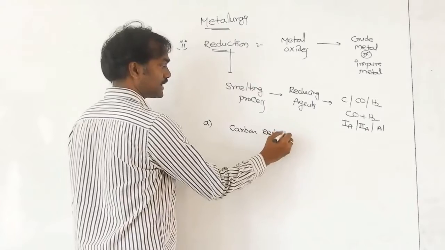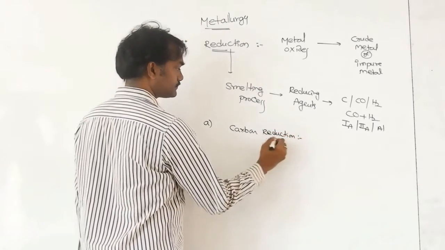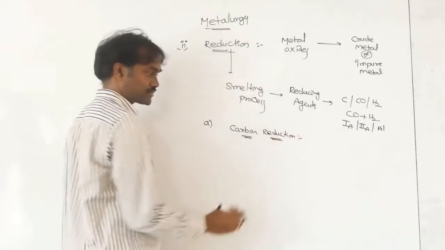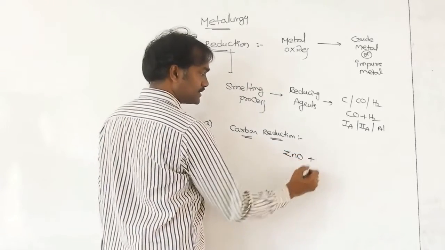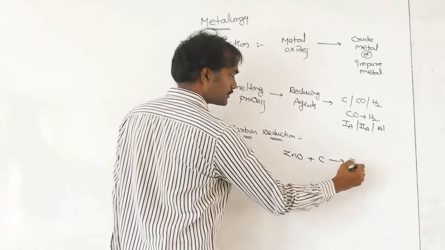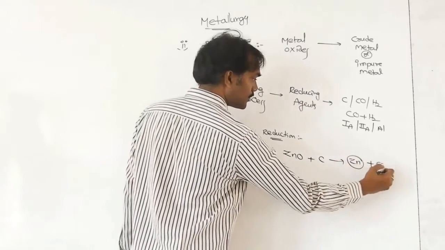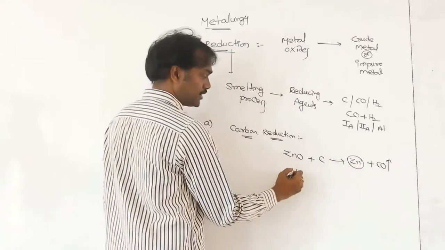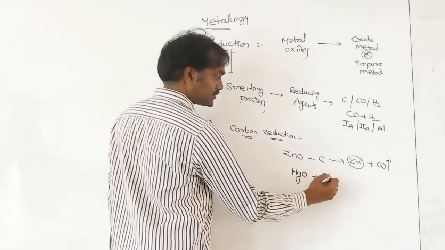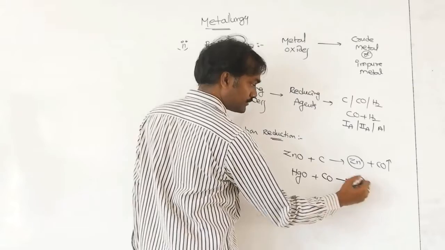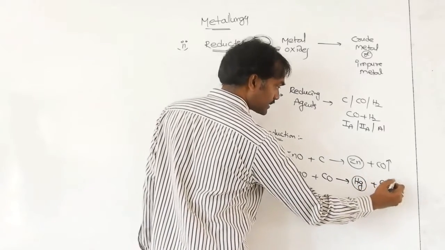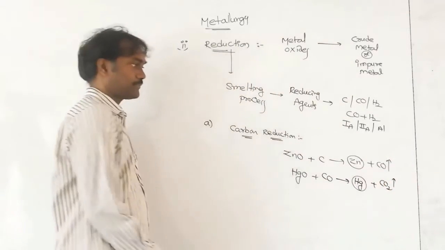Suppose we see the reduction with carbon or carbon compounds. You are taking zinc oxide. Zinc oxide reacted with carbon, you are getting zinc, and carbon monoxide is going outside. Mercury oxide, when treated with carbon monoxide, you are getting mercury separated, and carbon dioxide is going outside.